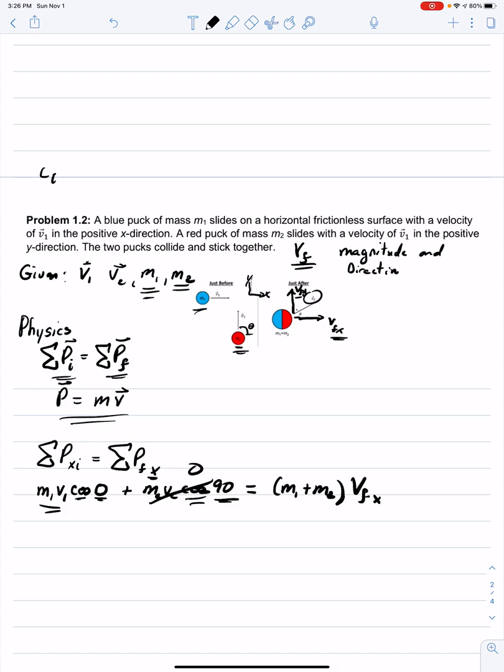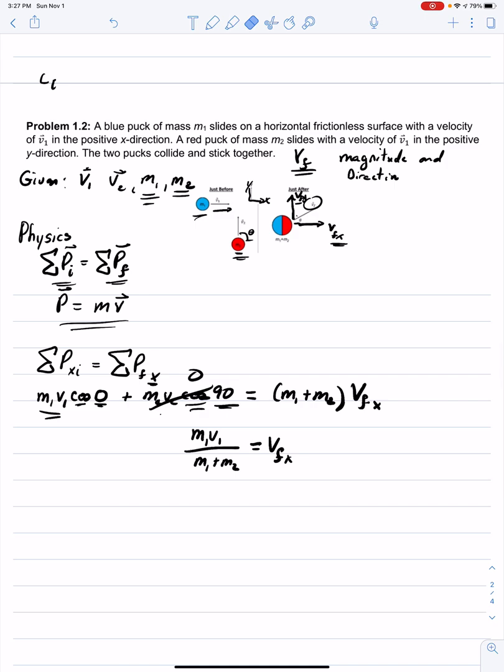Okay? So we have mass 1, velocity 1, over mass 1 plus mass 2, equals velocity final x. Now, keep in mind that mass 1 is positive because it's going in the positive x direction, and mass 2 was also positive in this one because it's going in the positive y direction. That's why they were positive.